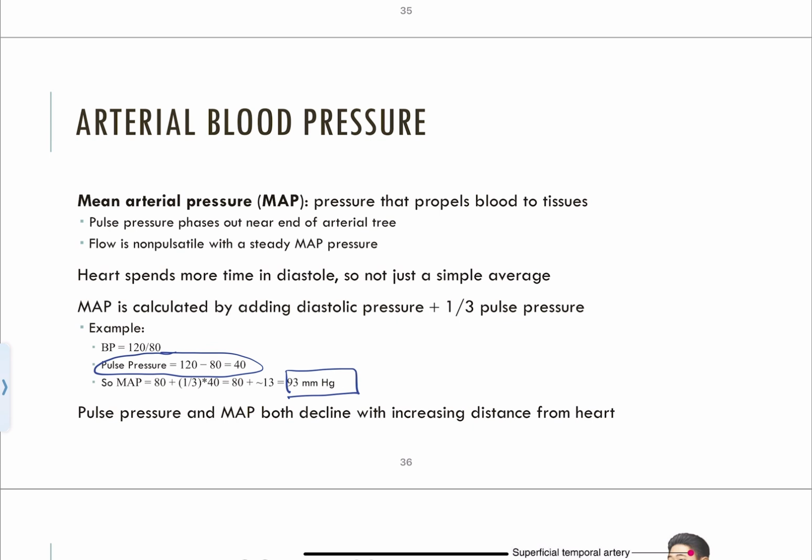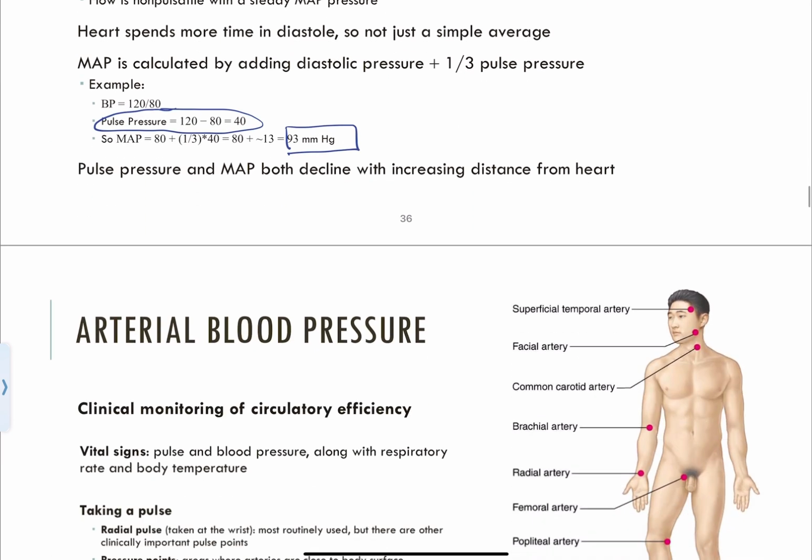You won't have to do any calculations, and you don't need a calculator on your exam, but you should understand what the mean arterial pressure represents, which is taking diastolic pressure and adding it to 1/3 of the pulse pressure. And the reason why you have to do that is because of the differences in time spent between diastole and systole. Regardless, our pulse pressure and our mean arterial pressure are both going to decline the further away we get from the heart. So it would always be highest closest to the heart, and then lowest in our vena cava.